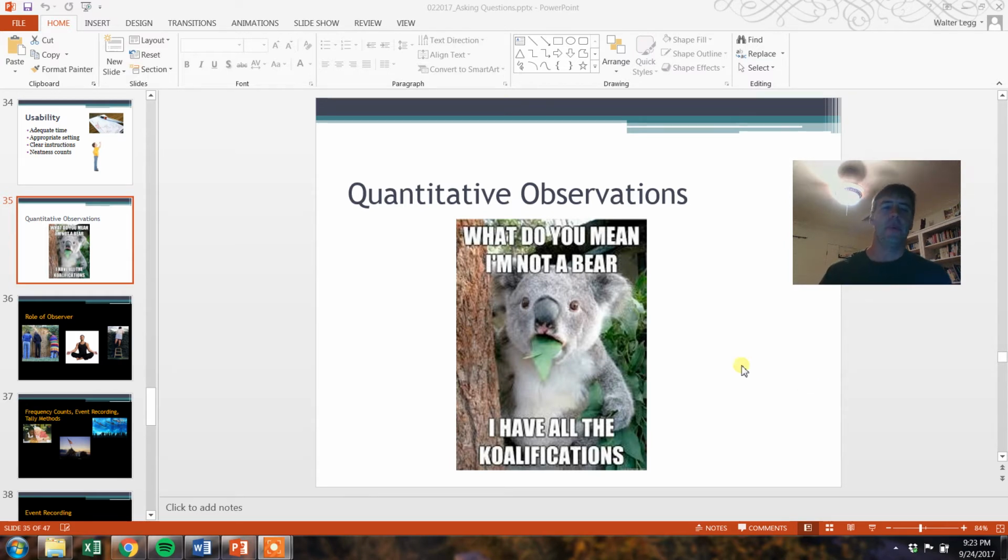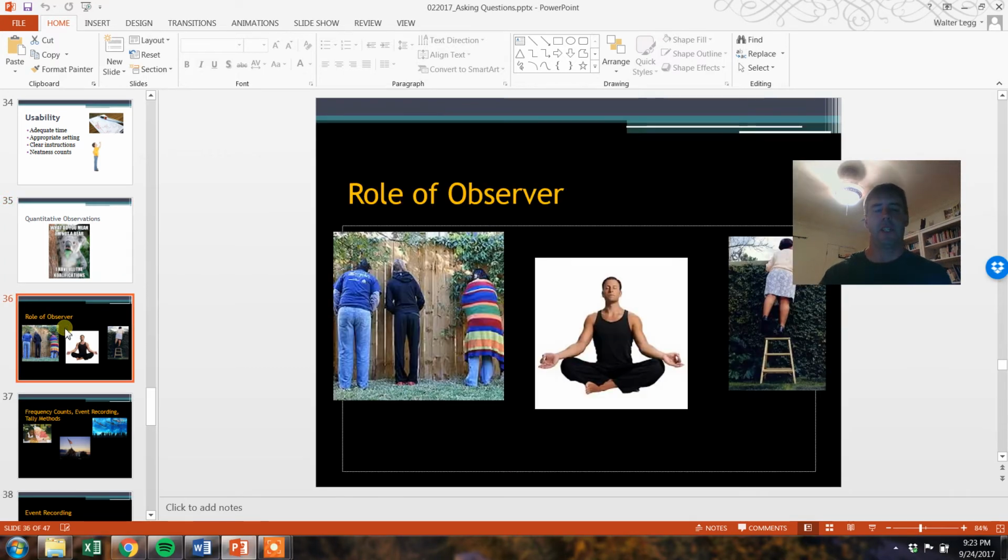So the first thing you would need to decide if you were doing quantitative observations is, as the observer, what is your role? And we can think of that on a spectrum. On one end, you are the person hiding behind the fence or peering over the bushes. You are covert, you are hidden, you are not participating. They may not necessarily know you were there. So there are certain advantages to that because they don't know you're there, so you may not influence them. But you don't have quite the insider view, so that's the disadvantage.